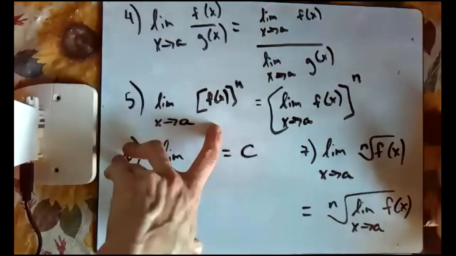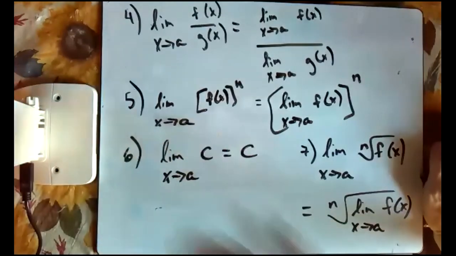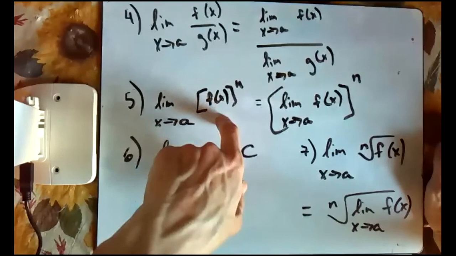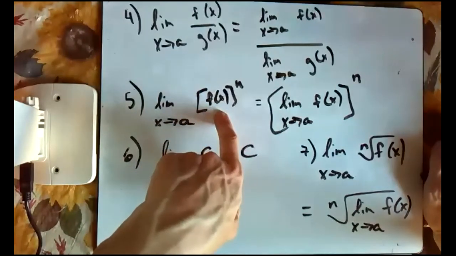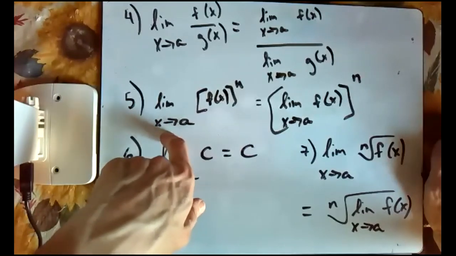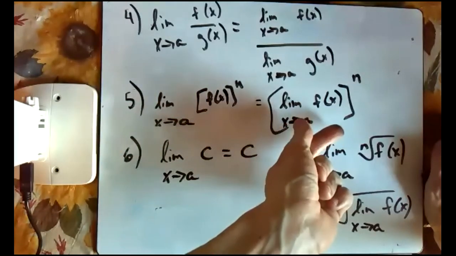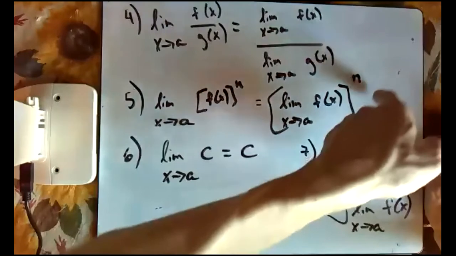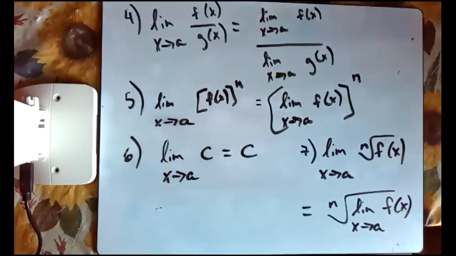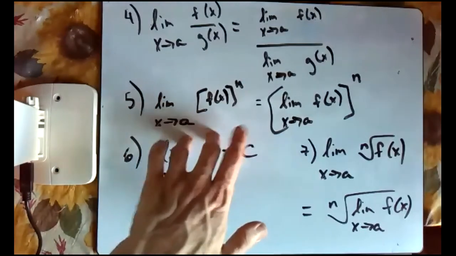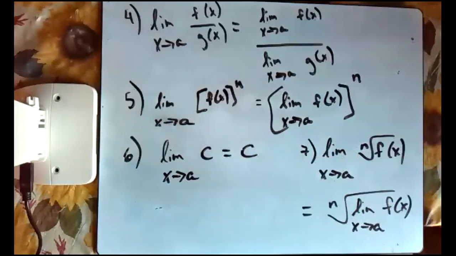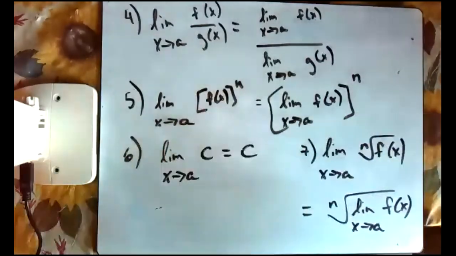So what this one's saying right here is, let's say we find the limit first, or what we do is we take the function, evaluate it and raise it to the nth power and then take the limit. That's equal to finding the limit of the function first and then applying the exponent. So the order doesn't matter. Do I take the limit first and then apply the exponent, or do I apply the exponent first and then take the limit? That's what these two are basically saying.